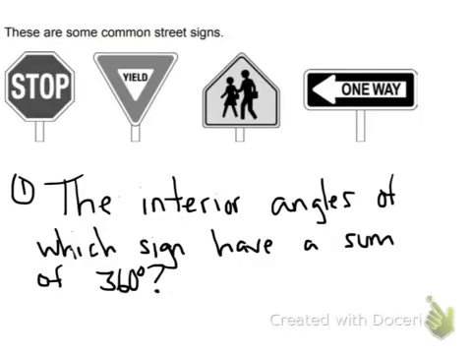Alright guys, welcome back. So we're looking at angles in polygons again. We're going to take a little bit more of a real world approach here and maybe up the ante a bit with some word problems. So the first question here asks, the interior angles of which sign have a sum of 360?